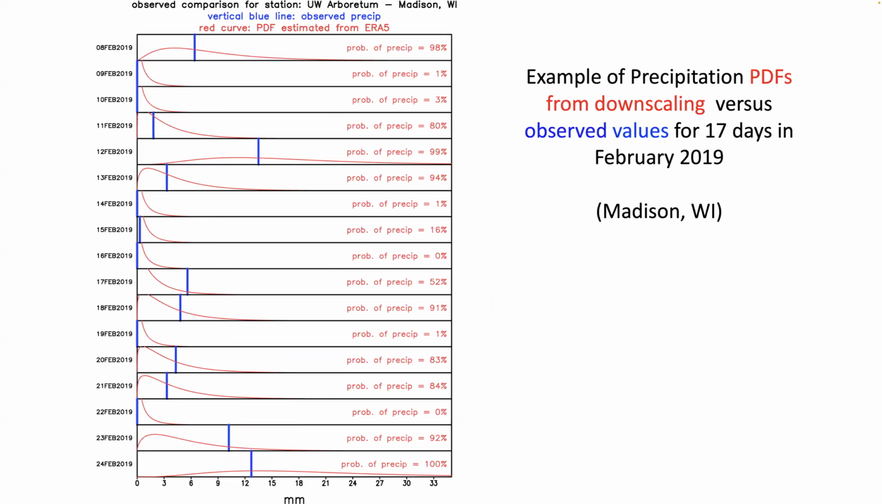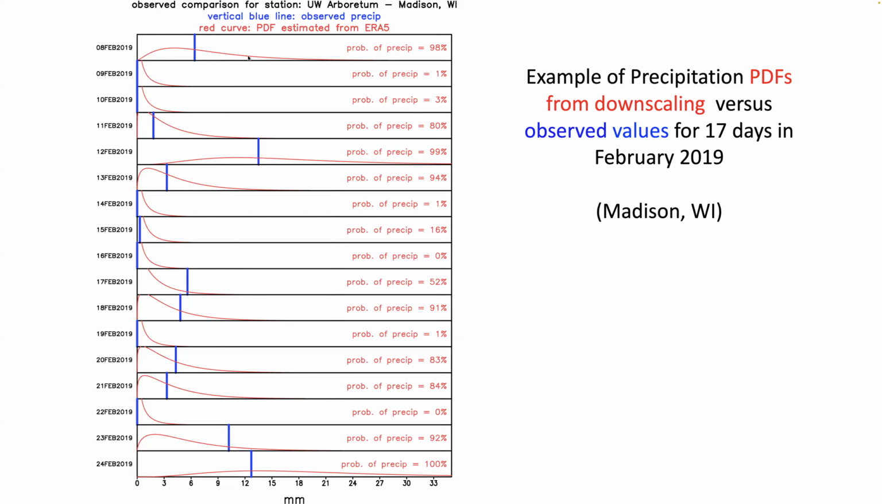And here's a nice example of the method at work. This is for Madison. This is showing the example of the PDFs that work, those being in red here, for 17 days in February of 2019, just by chance. I just selected a month at random. And the station is right at the UW Arboretum. So here's the 8th of February down to the 24th. The blue bars represent the observed precipitation down at the bottom here in millimeters. So some days were wet, some days were dry. And you can see on the right the probability of precipitation from the PDFs or from the downscaling assumptions.